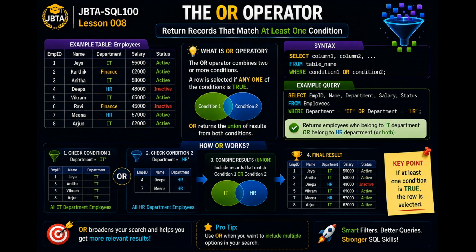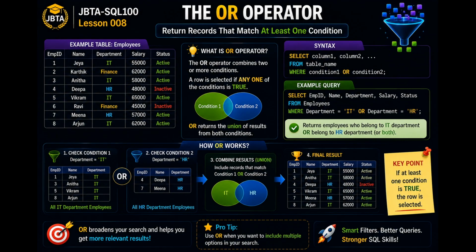If an employee belongs to the HR department, will the row be returned? Yes, because the employee satisfies one of the conditions, and with OR, one matching condition is enough. What about an employee from the finance department? The row will not be returned because it satisfies neither condition.